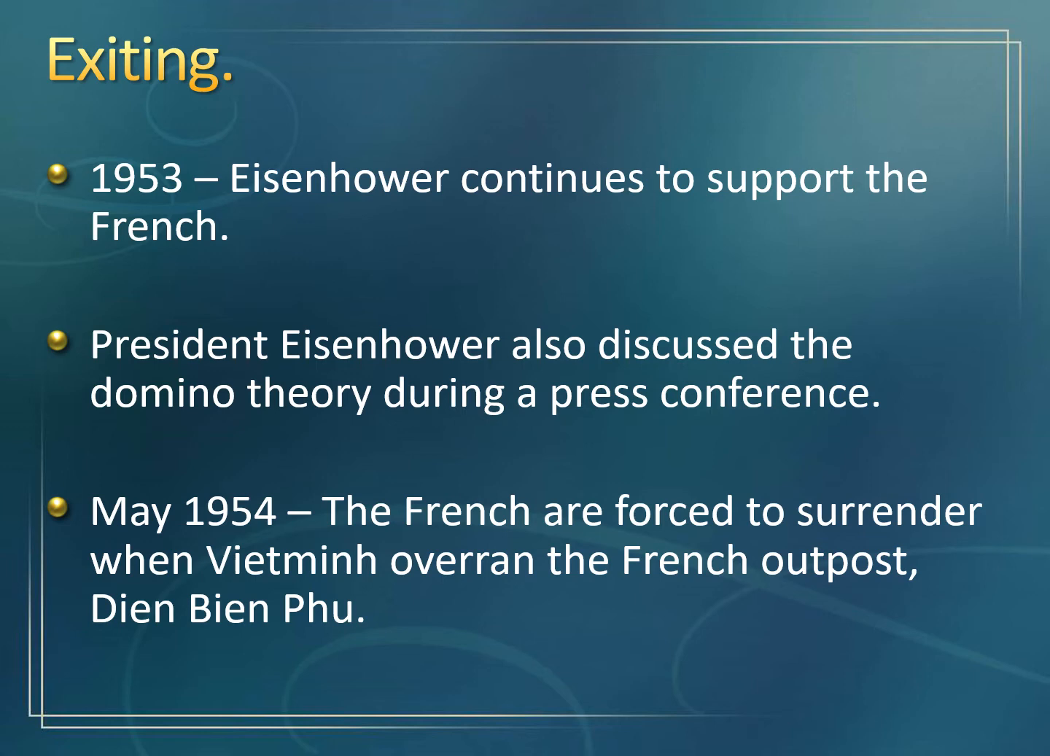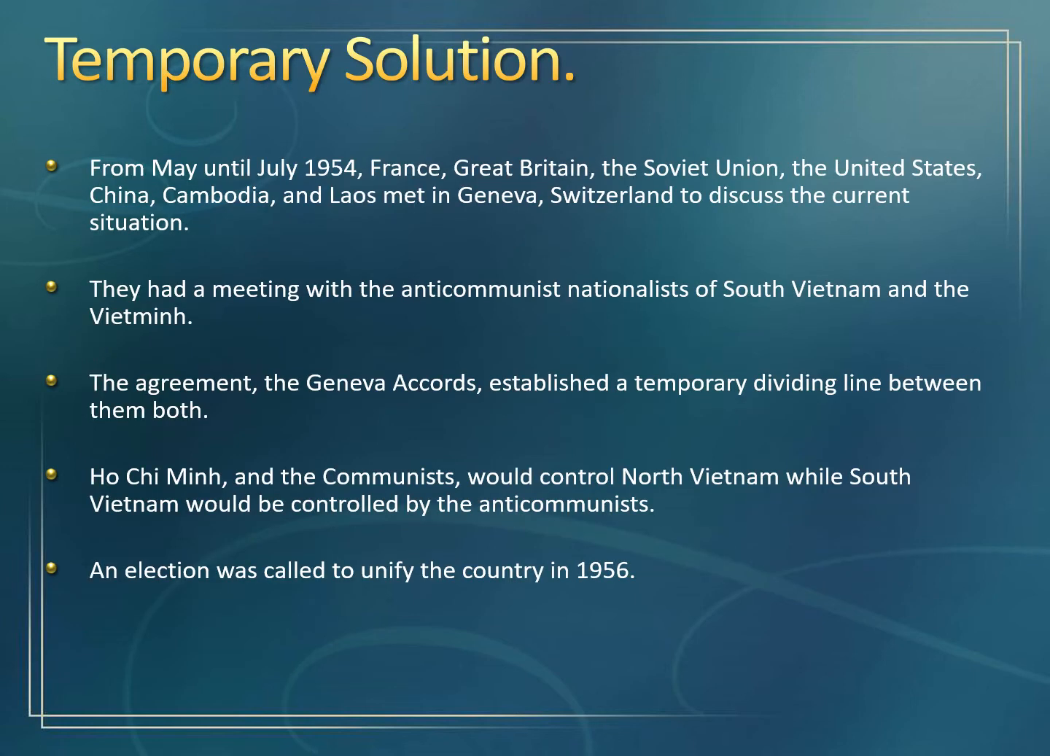So he basically is saying he doesn't want that to happen. In May 1954, the French were forced to pull out of Vietnam and surrender when the Viet Minh overran the French outpost Dien Bien Phu. From May until July 1954, France, Great Britain, the Soviet Union, the United States, China, Cambodia, and Laos met in Geneva, Switzerland to discuss the current situation.